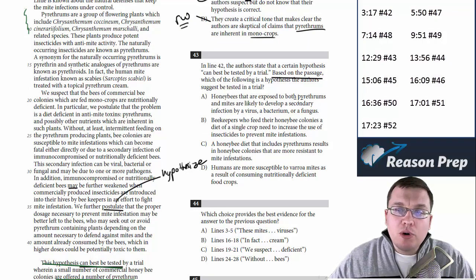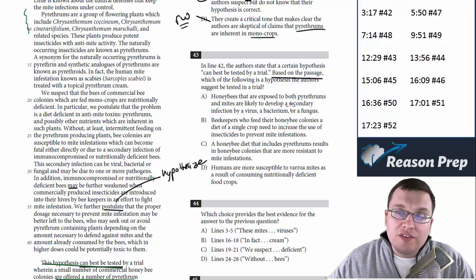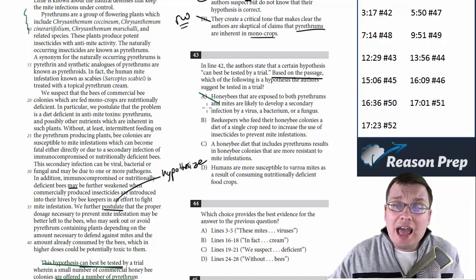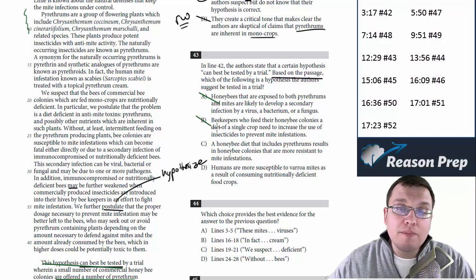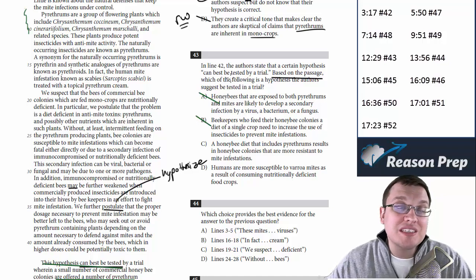Honeybees that are exposed to both pyrethrums and mites are likely to develop a secondary infection by a virus, a bacterium, or a fungus. They say this is something that happens, or at least that the mites might cause these secondary infections, but this is not what the experiment would test. Beekeepers who feed their honeybee colonies a diet of a single crop need to increase the use of insecticides to prevent mite infestations. Again, they mention this. This is mentioned in the passage, but this is not the hypothesis that's being tested.